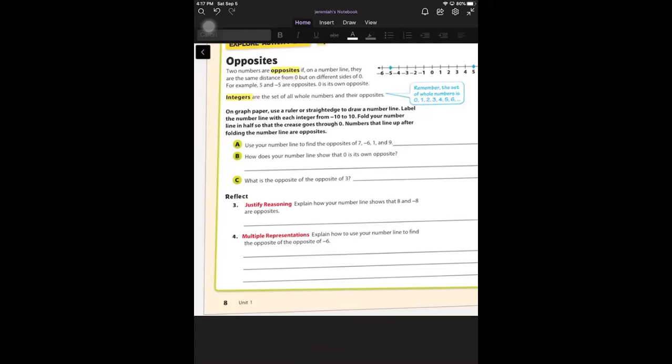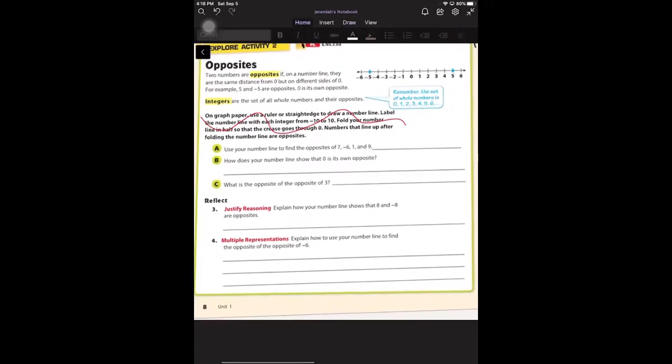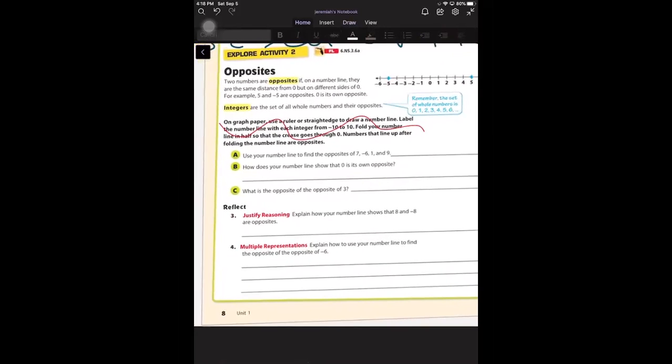On graph paper, use a ruler or a straight edge to draw a number line. Label the number line with each integer from negative 10 up until 10. We're just not going to do that. Feel free to do that if you want, though. All right, next. We're going to skip past A and B. We're going to go to C.